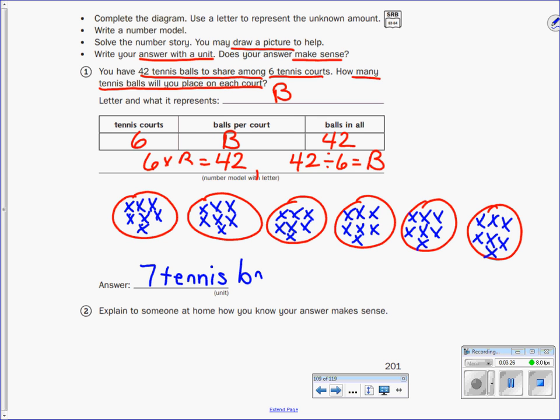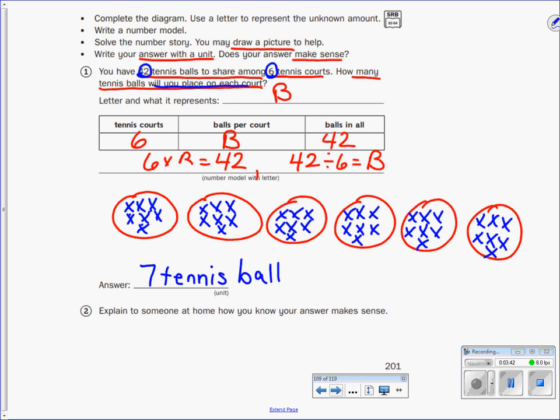Just remember to always use the information that you have, knowing that we have 42 tennis balls and 6 tennis courts. We want to find out how many are on each court. So our answer would be 7 tennis balls.